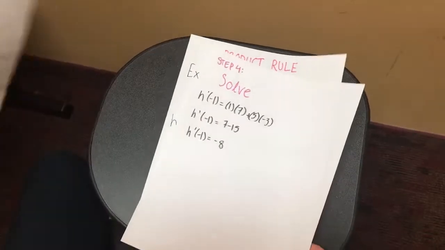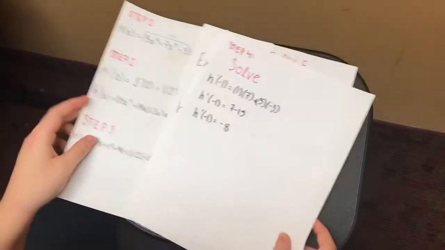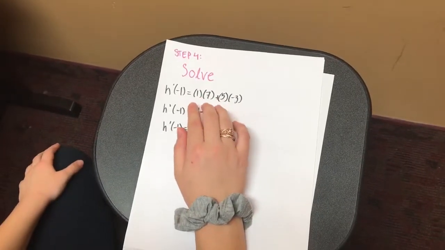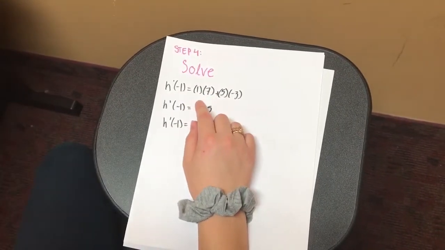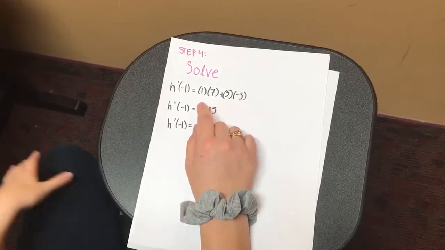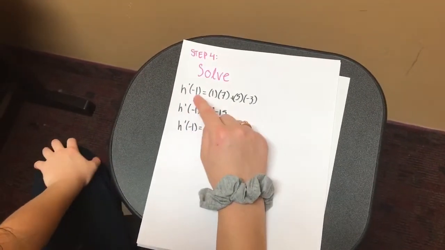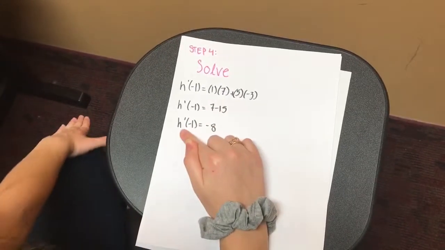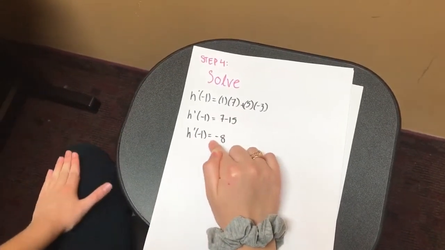And then I just solved it, and I think the best way to solve it is just try to break it down into a few sections so that you know that your calculator will get it right and you didn't do something wrong. So you're going to do h prime at -1, and then the first section, and then your final answer should be h prime at -1 equals -8.